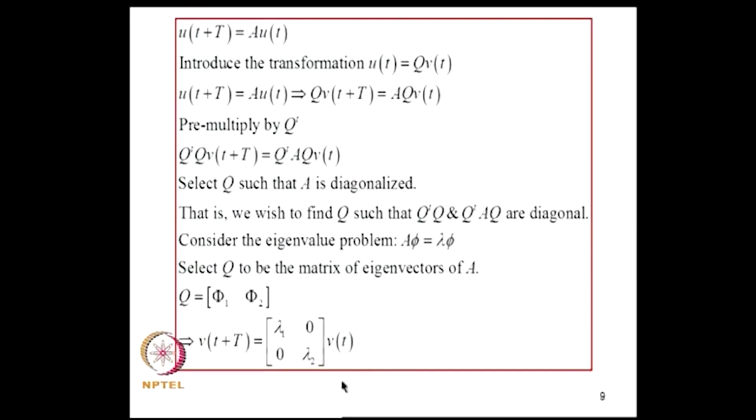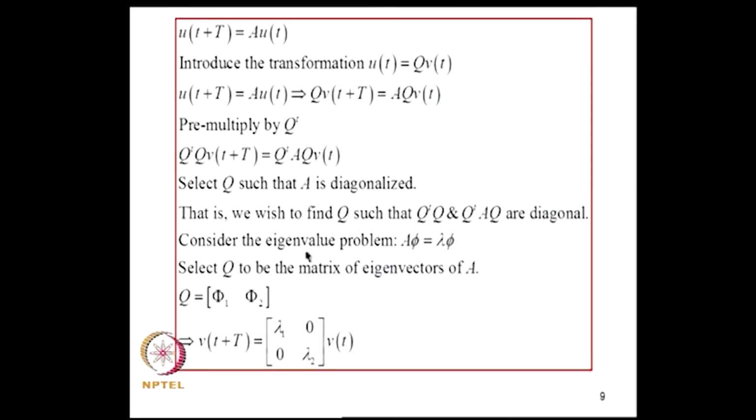Now, to analyze this problem, we consider this equation u of t plus T is equal to A u of t. Then we introduce the transformation u of t is Q times v of t, with the aim to diagonalize the A matrix. So, u of t plus T is A u of t, that means Q v of t plus T is A Q v of t, that means in this equation I am substituting for u according to this transformation. Now, I will pre multiply by Q transpose, so I get this equation. Now, the objective of making this transformation is that we wish to select Q such that A is diagonalized, that is we wish to find Q such that Q transpose Q and Q transpose A Q are diagonal.